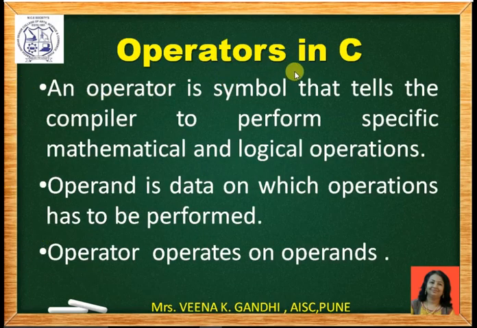Now what do you mean by operators in C? An operator is a symbol that tells the compiler to perform some specific mathematical or logical operations. An operand is the data on which the operation has to be performed. An operator operates on operands.